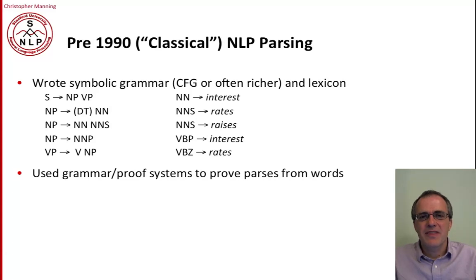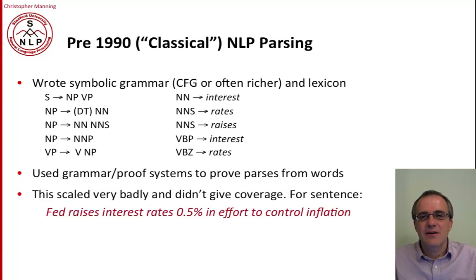The problem with this approach is that it scaled very badly to the kind of sentences that people typically write and say, and didn't give a suitable solution to that problem. Let me try and give some indication of the problem. So consider the full version of this sentence that we've used as an example before. Fed raises interest rates 0.5% in effort to control inflation.